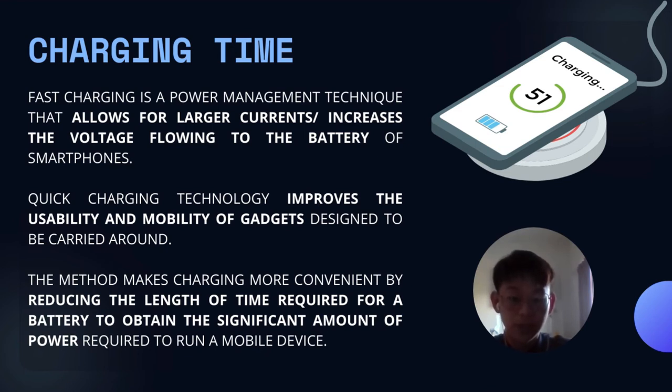Today, smartphones feature several background operations, which means that the power will obviously be sucked up during the day. Under moderate to severe use, most of these gadgets would not survive a day. When a smartphone's battery dies, it becomes effectively unusable. Fast charging is a feasible alternative. The method makes charging more convenient by reducing the length of the time required for a battery to obtain the significant amount of power required to run a mobile device.